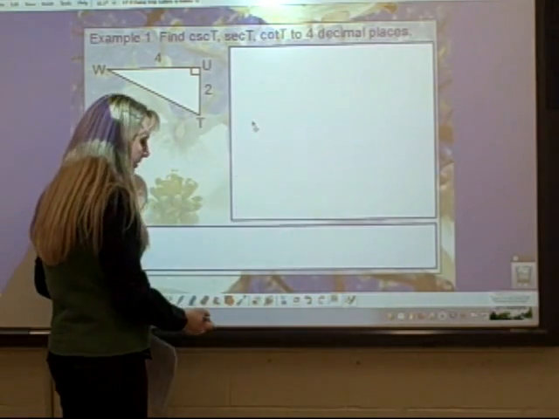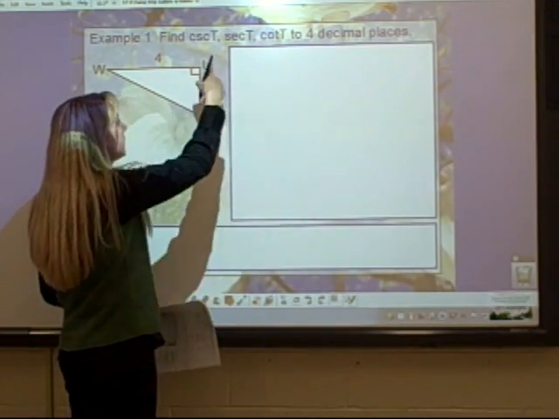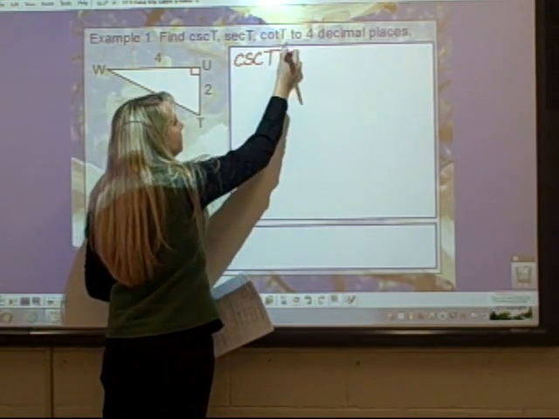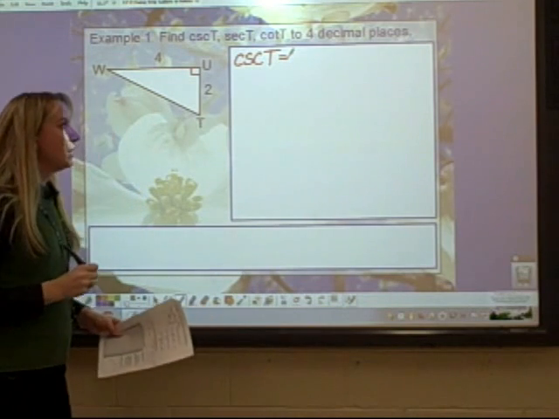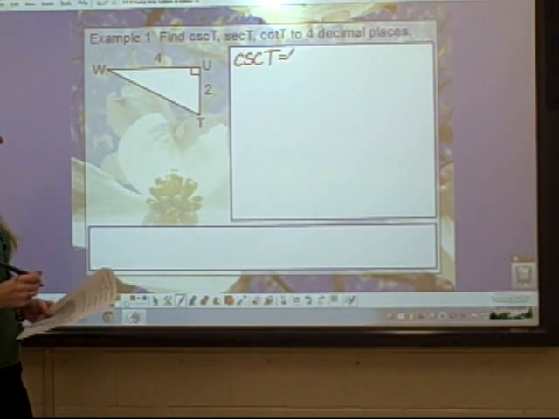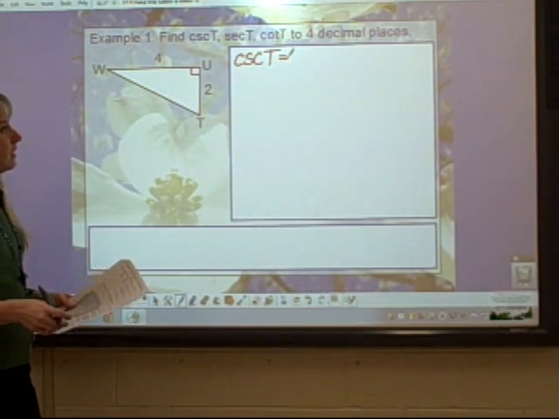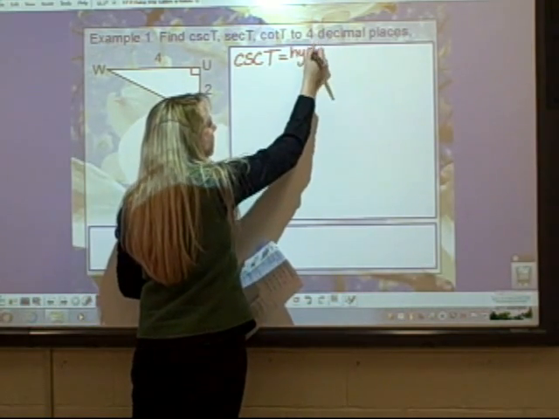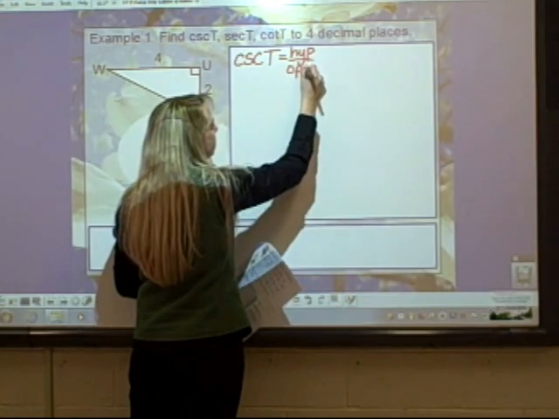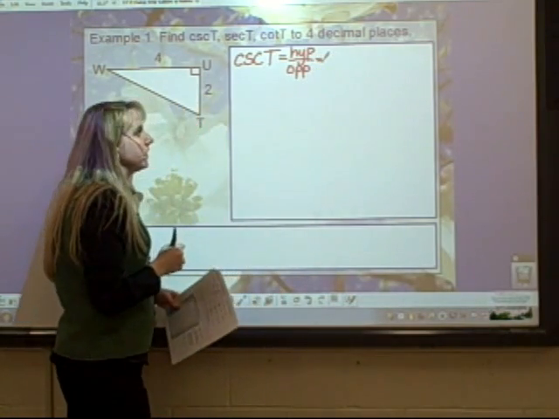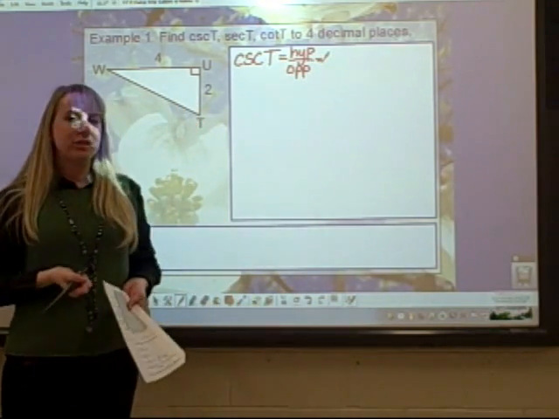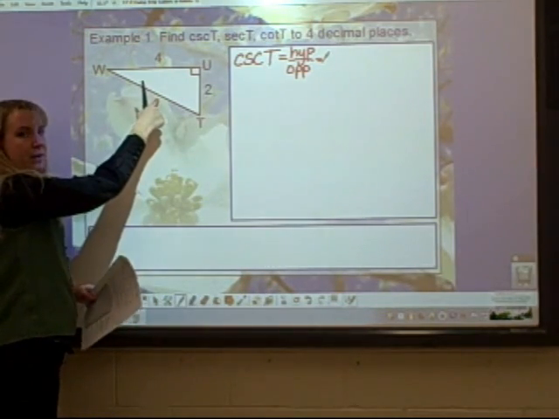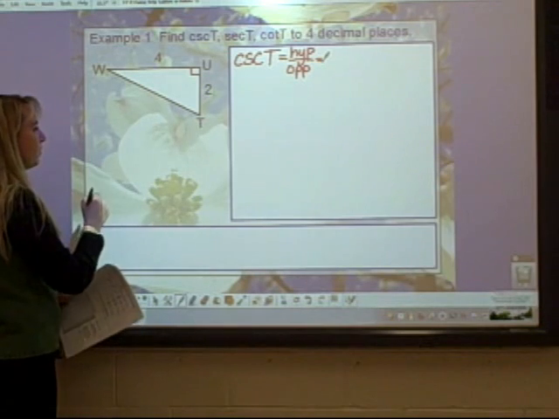So the first thing I'm going to do is set up the cosecant of t. Well, if we refer back to our first slide, the cosecant is the hypotenuse over the opposite. And I start filling in those pieces, but the first thing I notice is I don't have a hypotenuse. So I need to find my hypotenuse.